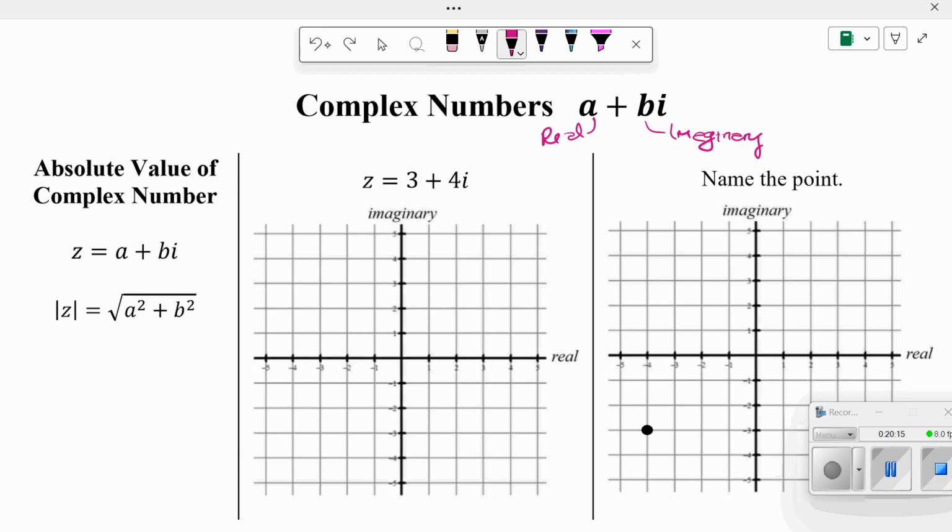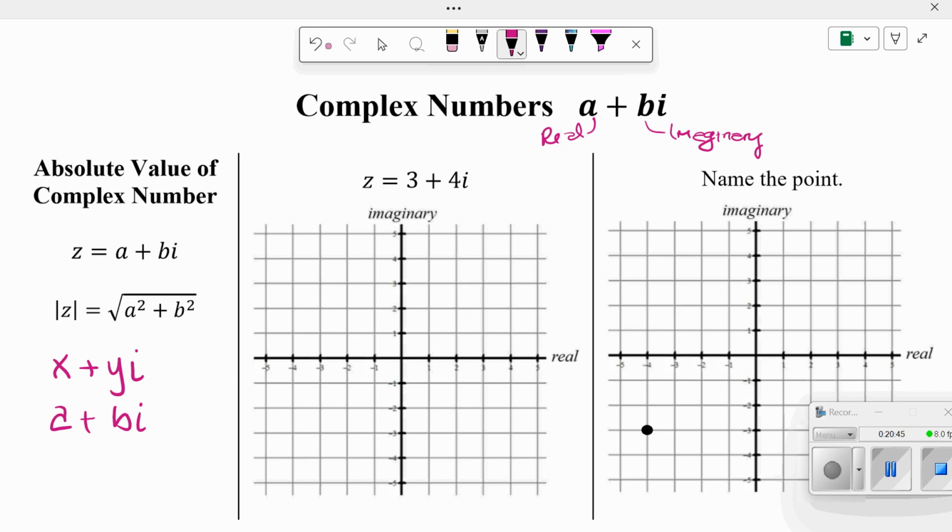Okay, so looking at the absolute value of a complex number, they use the letter z now. Our formula is z equals a plus bi. That's just talking about a complex number. And then the absolute value of z is just the square root from our Pythagorean theorem. Now, sometimes some textbooks write it like x plus yi. Our book uses a plus bi, but I just want you to be aware some textbooks change that around, so don't be intimidated if you see it a different way.